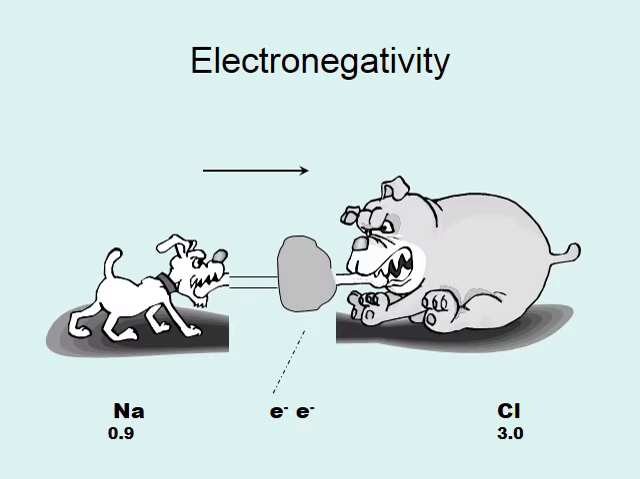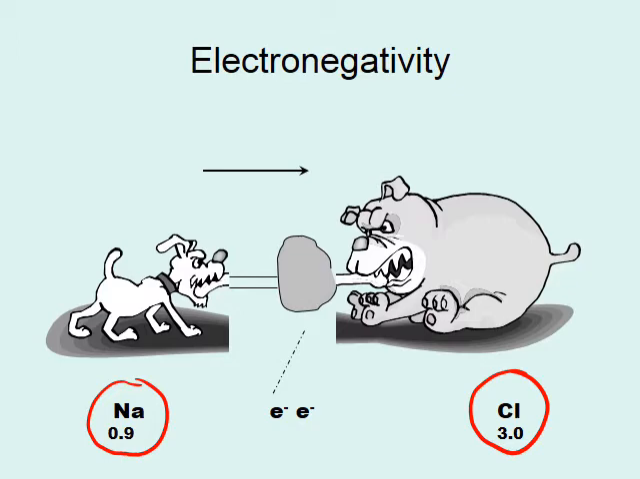Again, here we're showing you how this electron gets shifted. This represents sodium with 0.9. This represents Cl with 3.0. Now again, by looking at the periodic table, you can also tell that Cl is stronger than sodium, but you may not know how much stronger. For that, you need to look at the values.